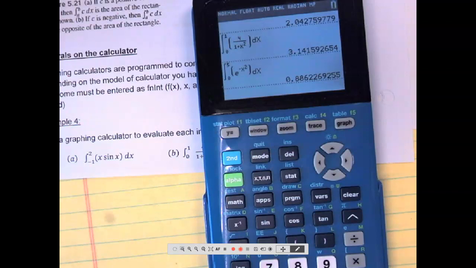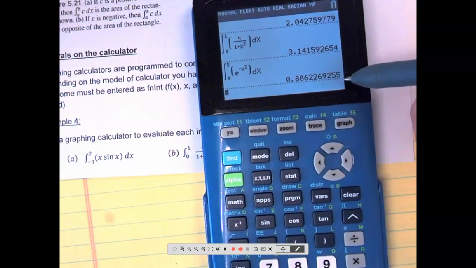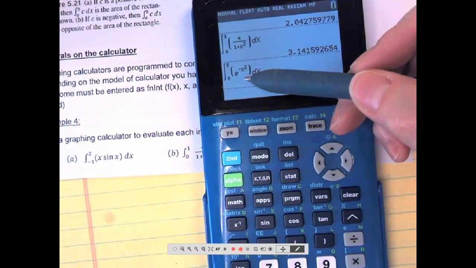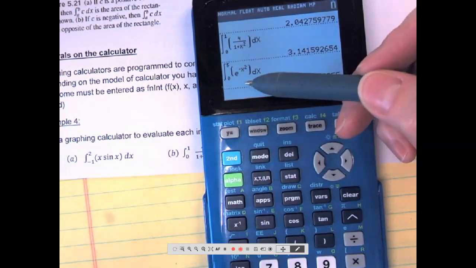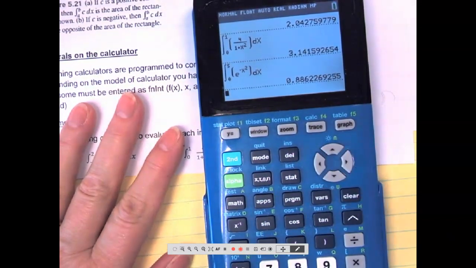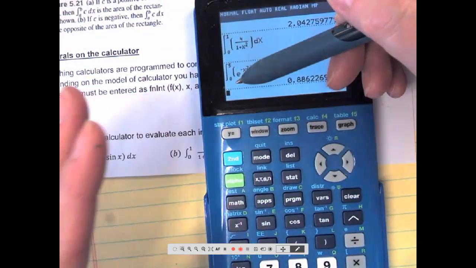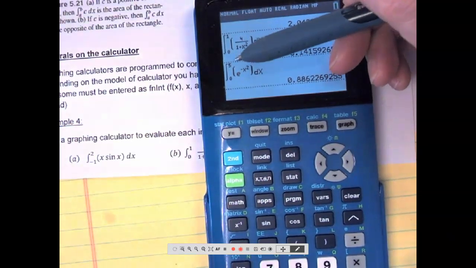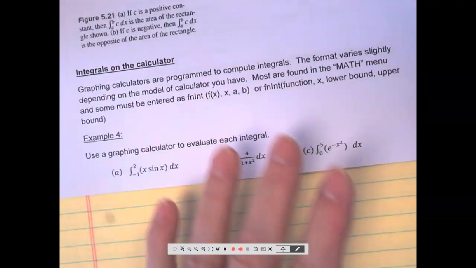Are we good? Okay, pretty straightforward. What are we finding? Area. And what is this called? A definite integral. It's called definite because there is a definite starting and stopping point. Think of it that way.